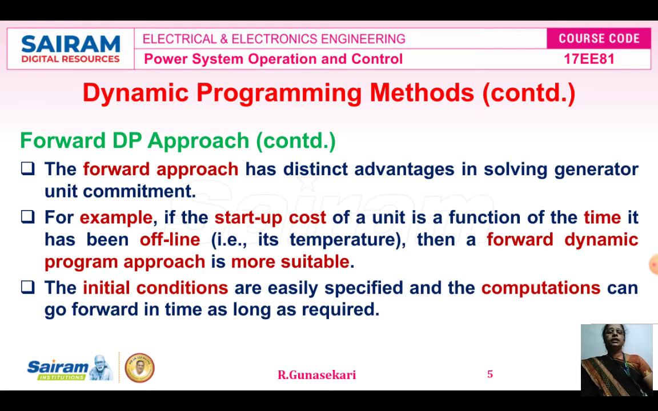The forward dynamic programming approach has different advantages in solving the generator unit commitment problem. For example, I already told the assumption that startup cost is a fixed amount only. But suppose the startup cost of a unit is a function of the time it has been offline, that is, for example, temperature. Then the forward dynamic programming approach is more suitable for the unit commitment solution problem. The initial conditions are easily specified and the computations can go forward in time as long as required.